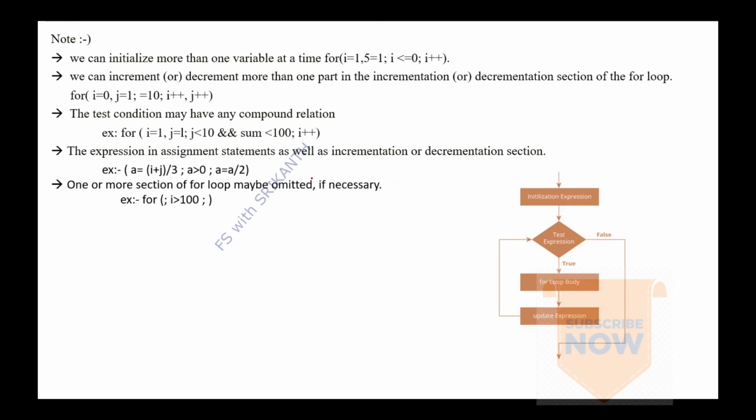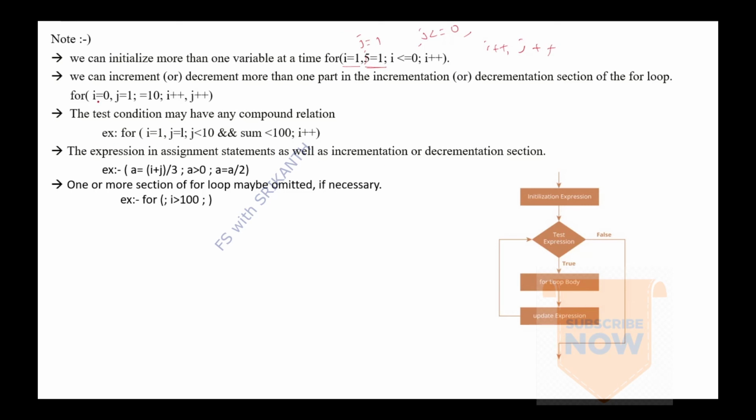These points are most important. We can initialize more than one variable, just observe: i equal to 1 and j equal to 1. That is our wish. We can also place more than one condition, such as j less than or equal to 10. It is also possible to write i plus plus and j plus plus. We can place all these things in one line: more than one variable, more than one condition, and more than one incrementation or decrementation of the variable.